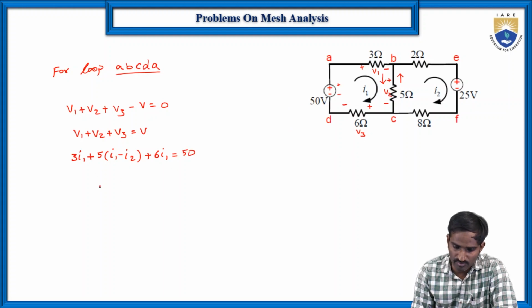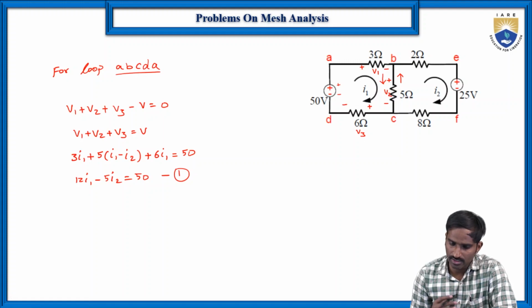If you simplify this equation, 5 plus 3 is 8, and 8 plus 6 gives 12 I1. So 12 I1 minus 5 I2 is equal to 50. Let us consider this as equation number 1.